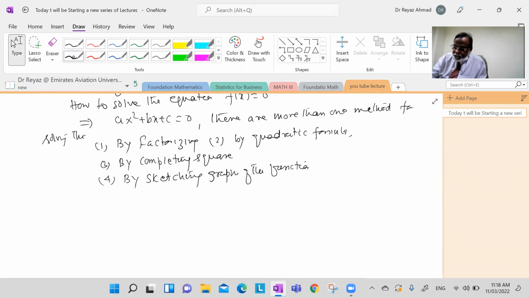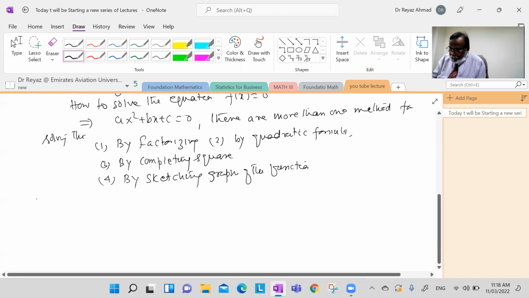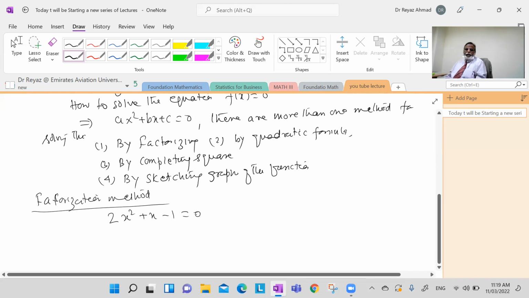So let's take the factorization method, or method of factorization. So let's take the problem: 2x squared plus x minus 1 equal to 0. Okay. To understand the method of factorization, look at this carefully. The factorization problem type 1. Number 2.